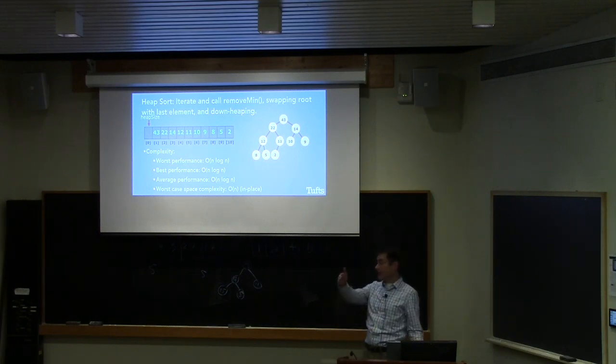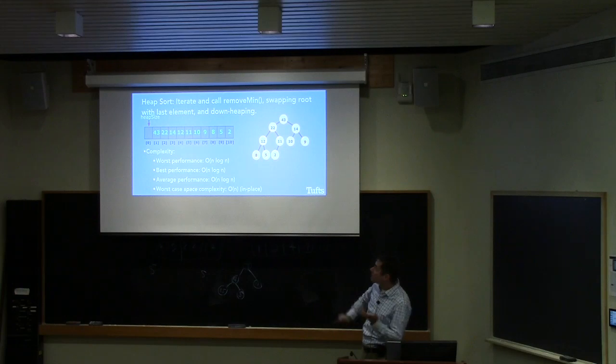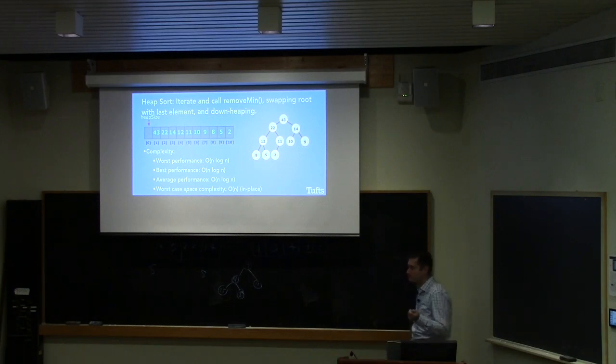Well, yeah. So Aaron was right. If you wanted to do this so that it ended up 2, 5, 8, 9 the other way, you would have done a max heap. Right, you would have just done a max heap and done it that way. Okay, good. Performance for this one.